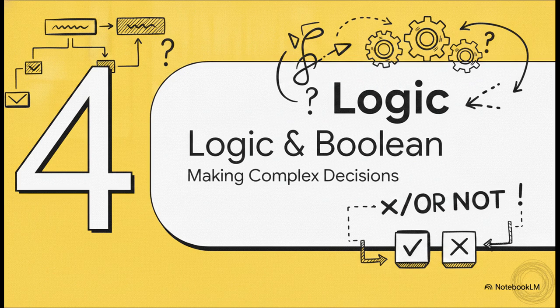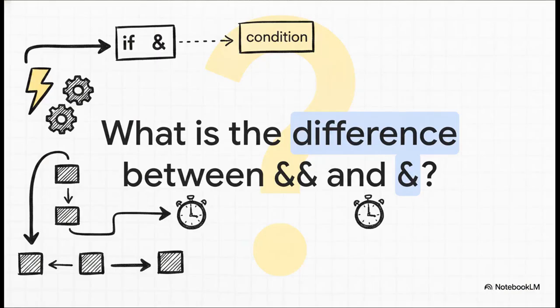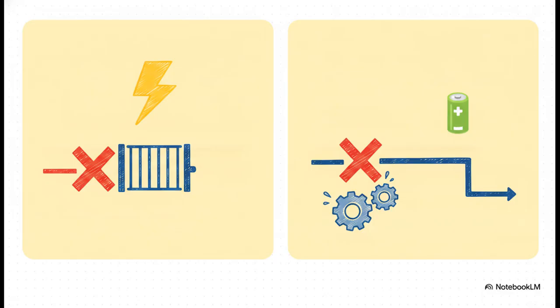Let's check out Section 4, Logic and Boolean Operators. Before we break this down, I want you to think about this explicit question directly from our sources. What is the actual difference between the double ampersand and the single ampersand in Java? Because they both seem to mean AND, right? So why in the world does Java give us both? Well, here's the answer, and here is exactly why this matters for writing fast code.